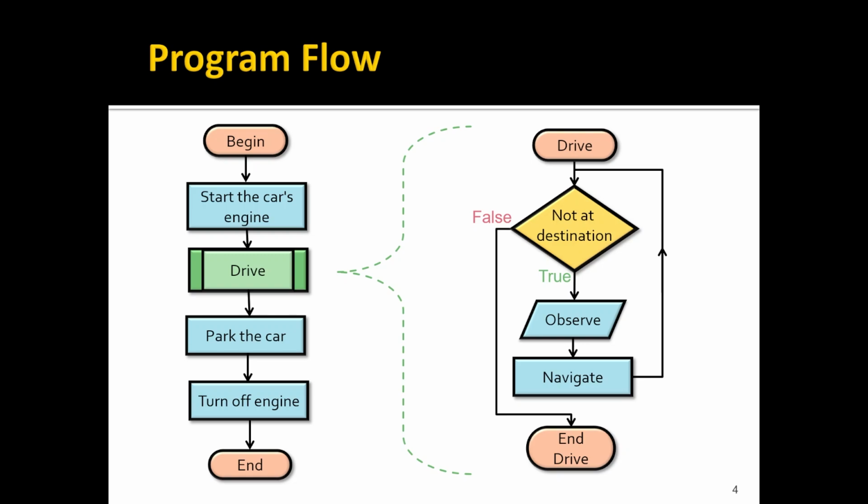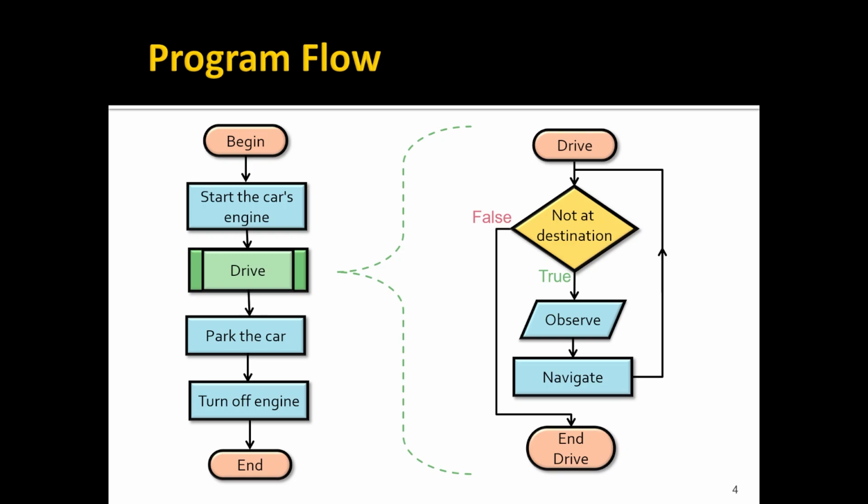By way of example, consider this flowchart, which describes roughly the process for driving a car. At the high level, on the left here, it's as simple as: start the car's engine, drive the car, park the car, turn off the engine. But note the act of driving is an abstraction of a more detailed process, one that involves repeatedly observing and navigating until we reach our destination.